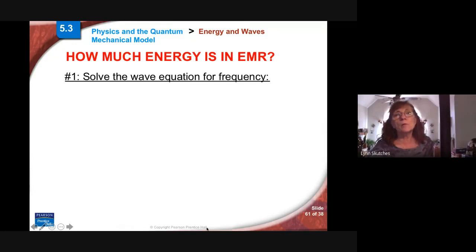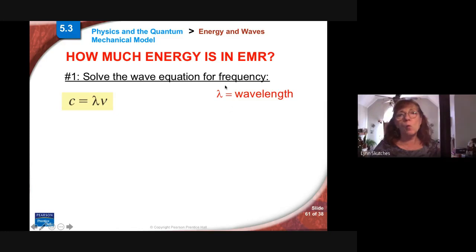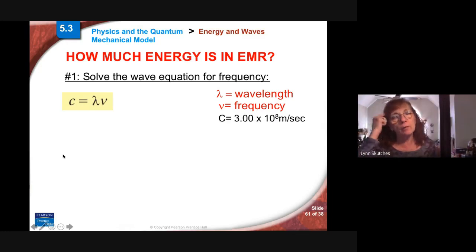So solving the wave equation for frequency is pretty straightforward. You have to remember what the variables mean. Lambda, this upside down Y looking thing, is length of the wave. Nu, it looks like a V, it's not, is the frequency. And then C is the speed of light. That's a number that you need to have, 3.00 times 10 to the 8 meters per second. If we measure the wavelength in the lab, we can divide the speed of light by the wavelength to get the frequency.